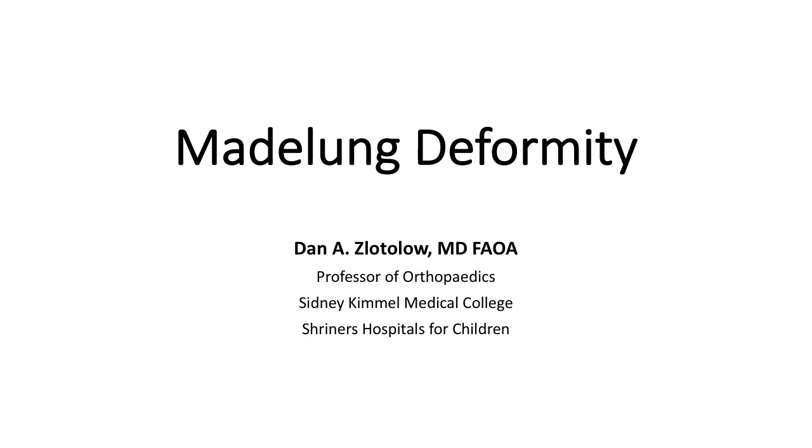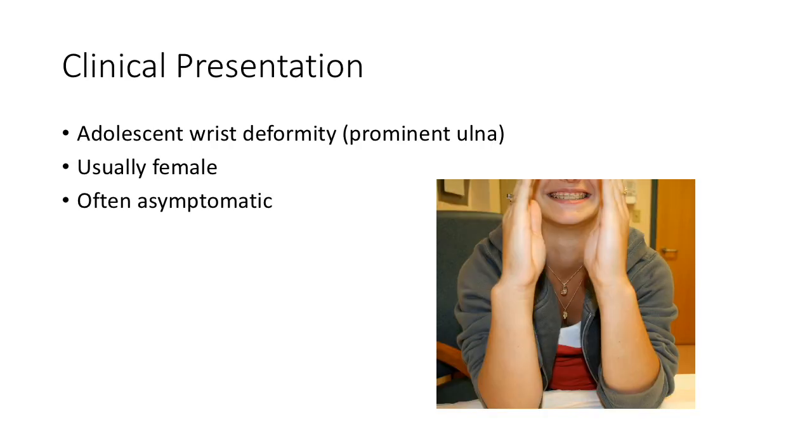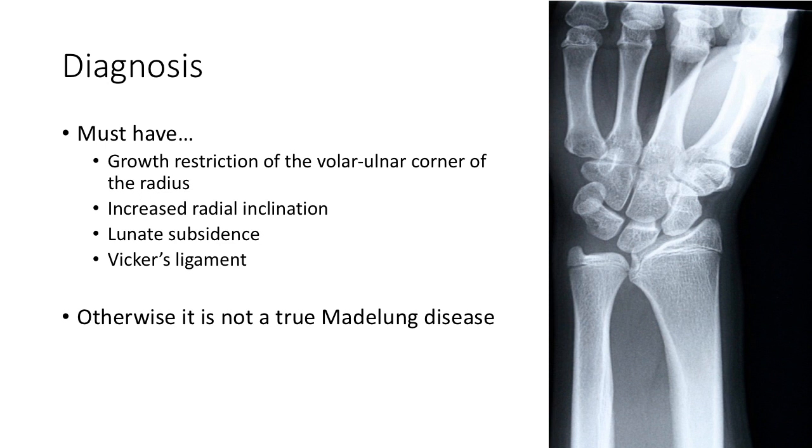Now we're going to discuss the Madelung Deformity. Clinical presentation is usually an adolescent wrist with a deformity. They have a prominent ulna, usually female and often asymptomatic. Now, making the diagnosis is difficult, and I see a lot of misdiagnoses.